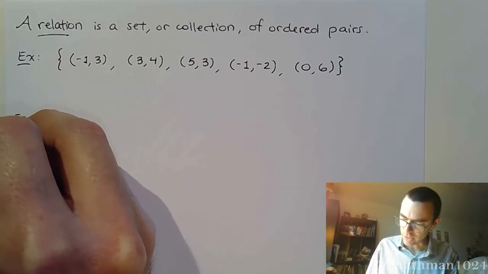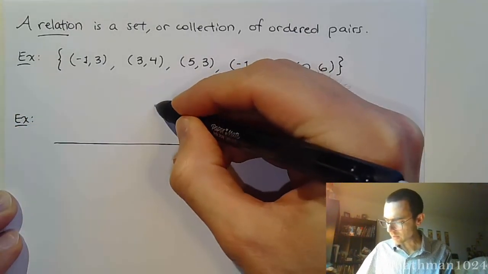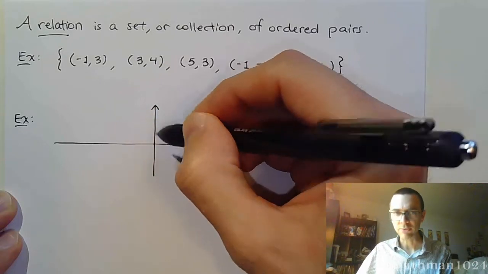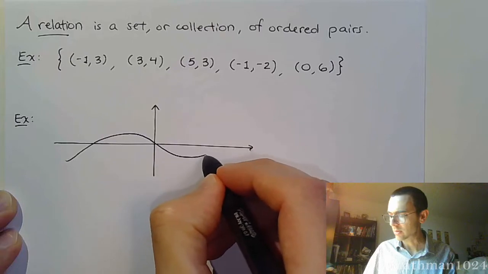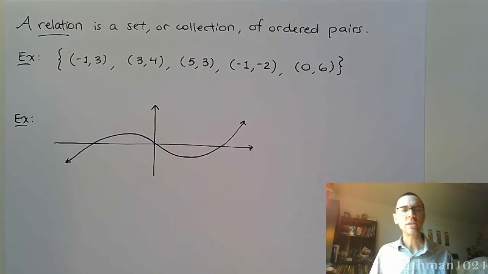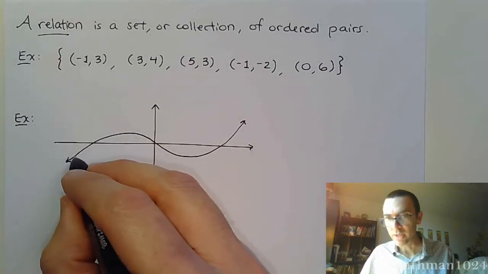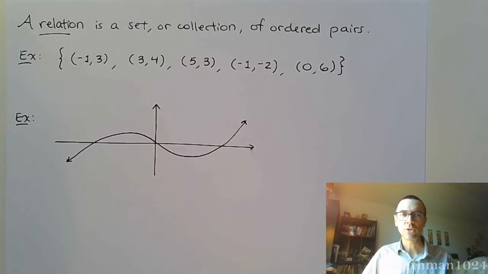We could also see relations that are made up of not a finite number of points, but an infinite number of points. So something kind of like this. Okay. This is a relation. It is made up of an infinite number of points, an infinite number of ordered pairs in order to make up that picture.